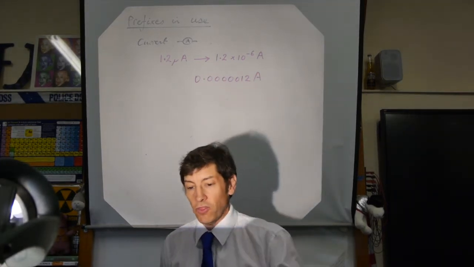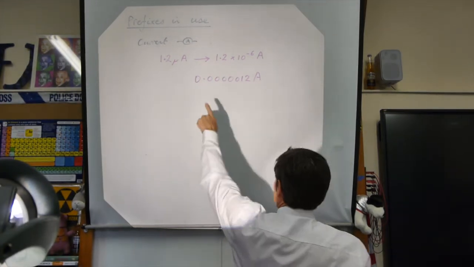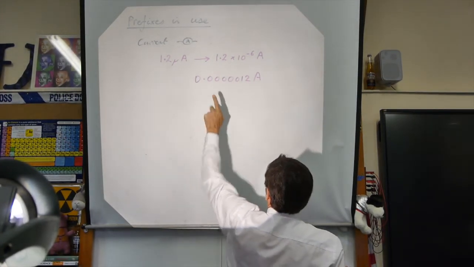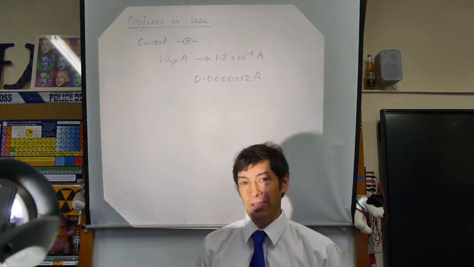So don't think about taking a number like that and putting it in a sort of decimal in that way. Just get rid of the micro, and write 10 to the minus 6.